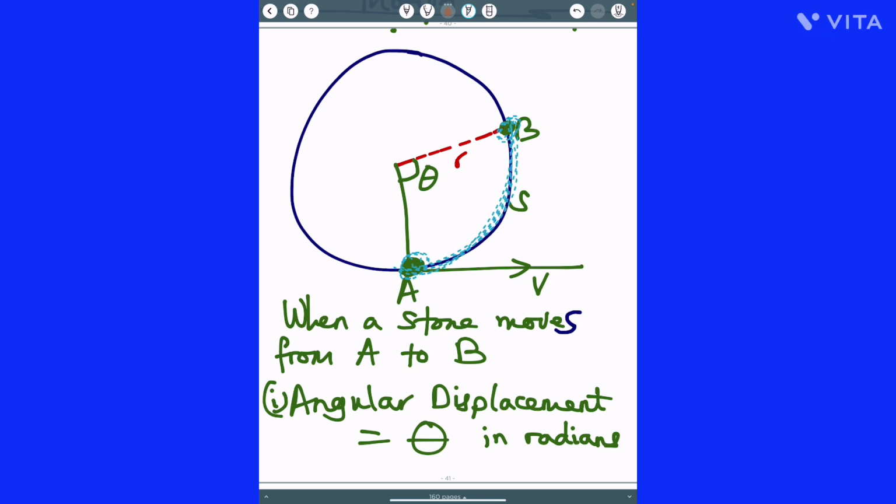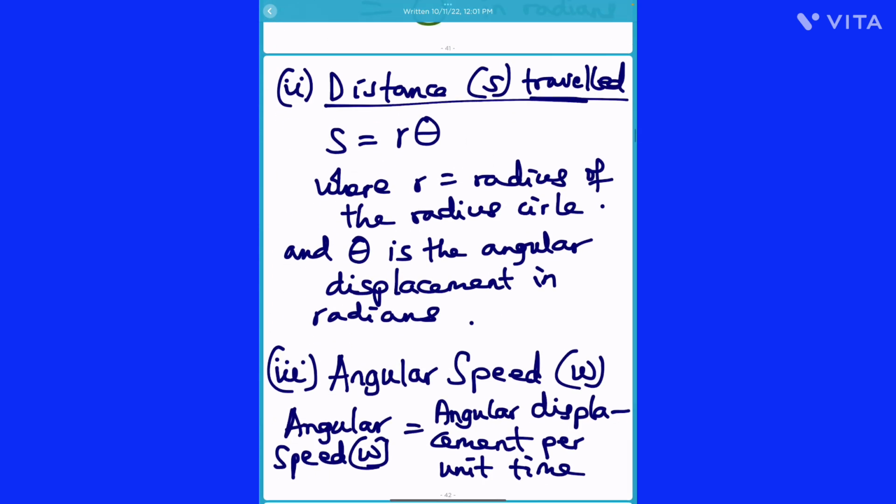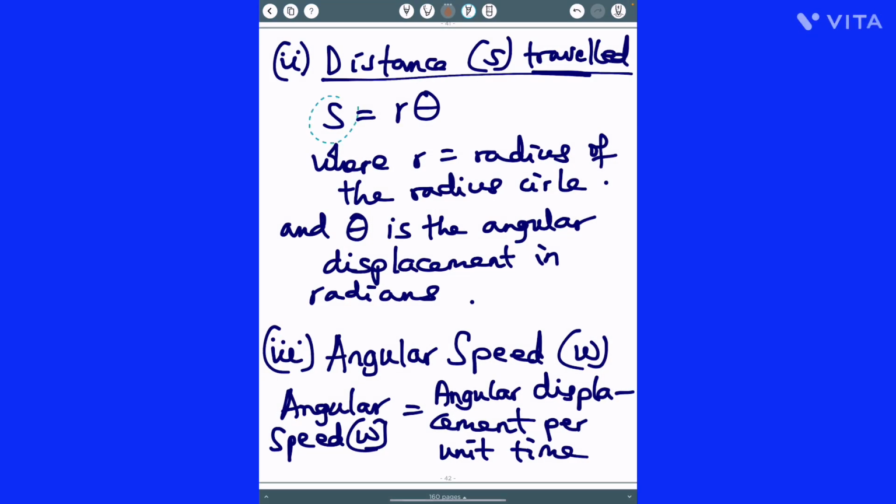I hope you are getting that. The distance traveled is the length of arc drawn when an object moving in a circular path moves from point A to B. So, very simple. Distance traveled is given by S. And if angle theta is measured in radians, S is equal to R times theta, where R is the radius of the circular path. So take note of that.